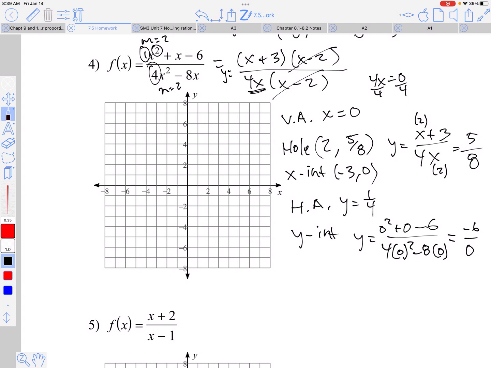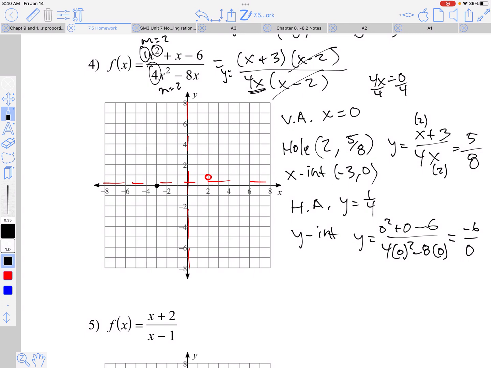So I'm going to plot my vertical asymptote at 0, my horizontal asymptote at 1/4, and then my hole at 2 and 5 eighths, right there. And then my x-intercept at negative 3. Alright, this is like the best situation we could have.